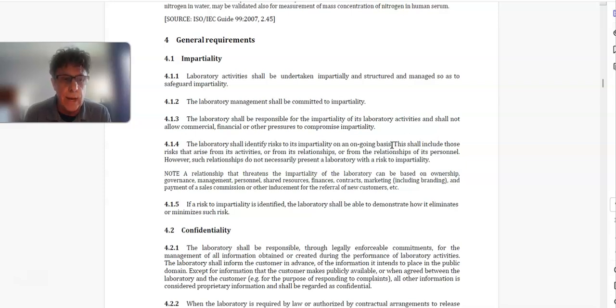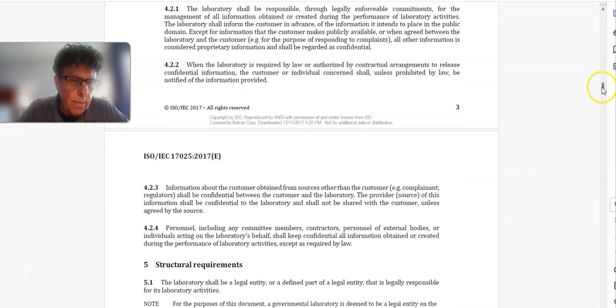That would be objective evidence that you identify risk to impartiality on an ongoing basis, because you have management review at least once a year according to the requirements of the standard. Then there's section 4.2, which is confidentiality.